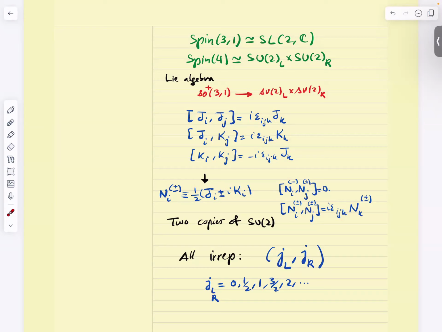What if this is 0 and this is 0? Trivial representation, trivial representation. What field is that? Scalar. By the way, we write them this way: (0,0), scalar. (1/2,0) is a Weyl fermion. And the one that we'll demystify next time, (1/2,1/2), is? Anyone else? Any other guesses? Vector representation, fundamental representation. We'll see that. All right, thank you.